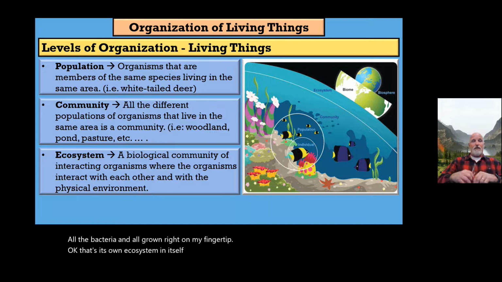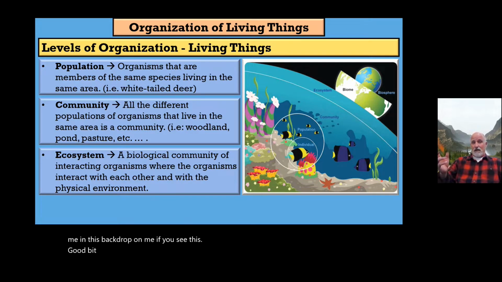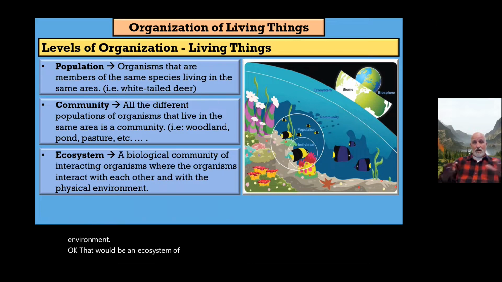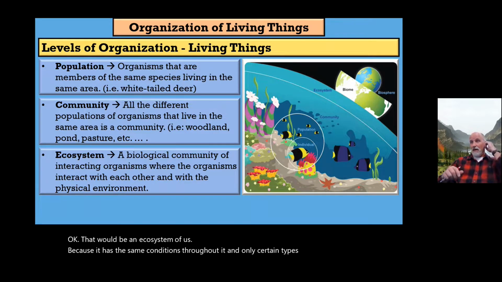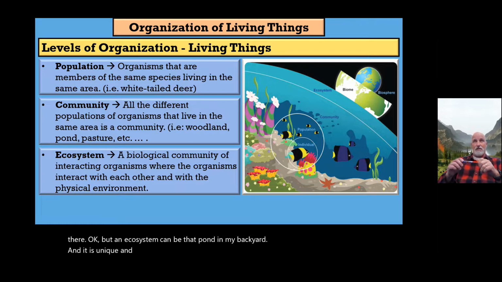But an ecosystem could be like the mountains behind me in this backdrop, if you see this. It could be a mountaintop as an entire ecosystem. It's so different up there in the alpine environment. That would be an ecosystem of its own because it has the same conditions throughout, and only certain types of organisms live there. But an ecosystem can also be that pond in my backyard. It is unique, and only certain things can survive there and make it.